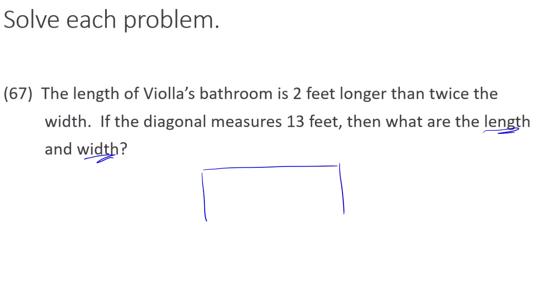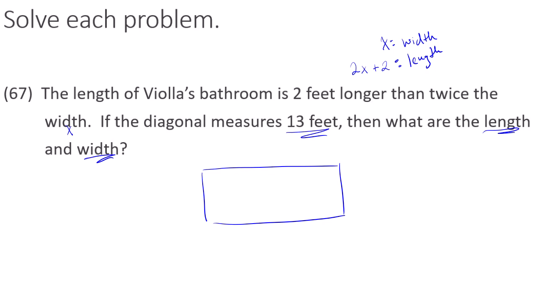So we have the bathroom here, and the length is 2 feet longer than twice the width. So let's call the width x. Okay, I didn't do as good of a job of this last time, so we'll define our variables. So x is the width, right? And then 2 feet longer than twice the width. So we're going to add 2 to 2 times the width, right? Twice the width. Cool. So 2 feet longer than twice the width, and that's going to be the length.